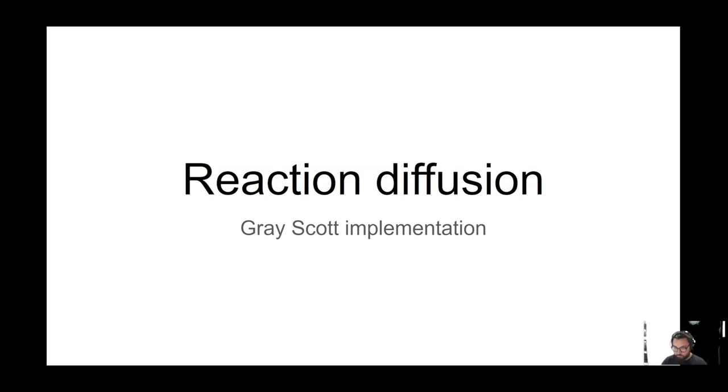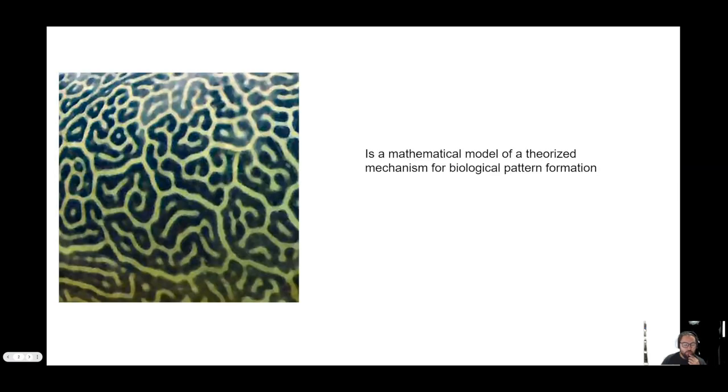There will also be a Spanish version soon for the digital features workshop of this year. So I'm going to show you first a little bit of the theory about what this reaction diffusion is about. I will explain which reaction we are doing. It will be the Gray-Scott implementation, one of the most typical ones.